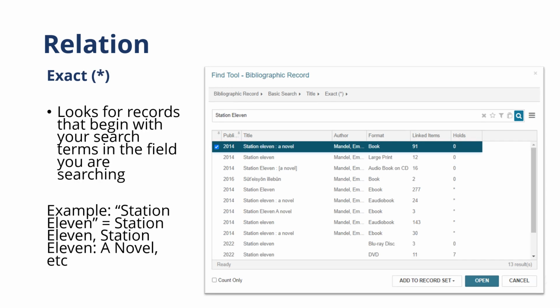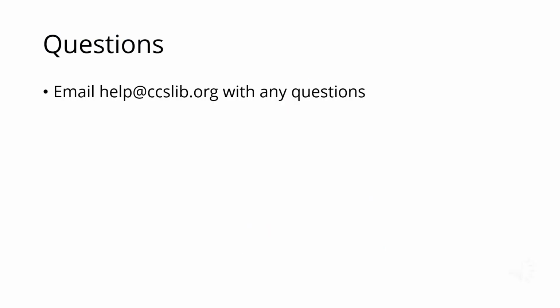The exact truncated search takes your exact search and applies a wildcard at the end. This relation looks for records where, in our case of a title search, a title field begins with our search terms but allows other words or characters to follow. Because of this, when searching Station 11 using the exact truncated search, it will also include results that have the subtitle, a novel. This video was an introduction to using and configuring the Find tool.